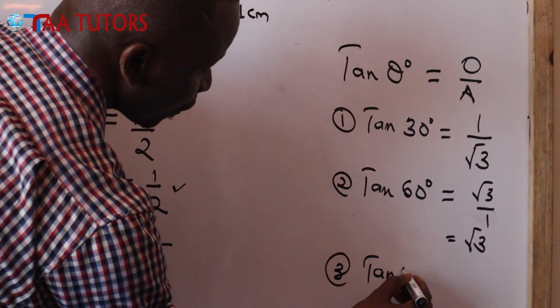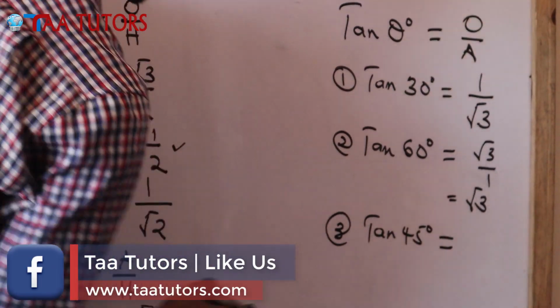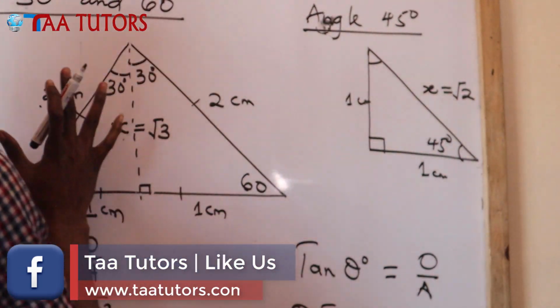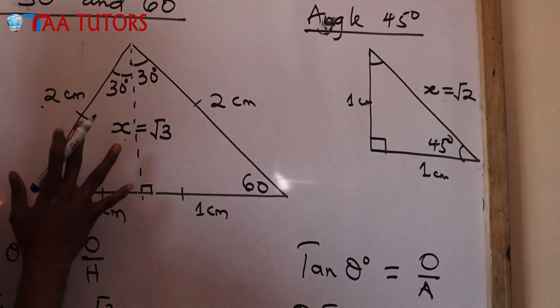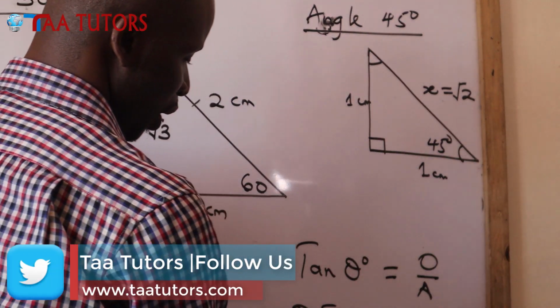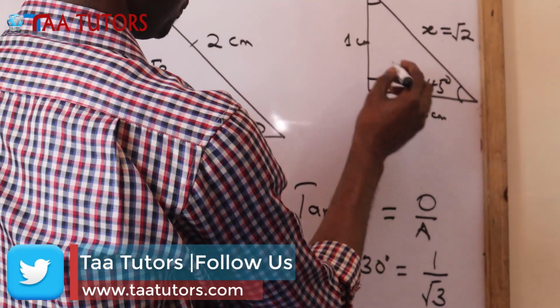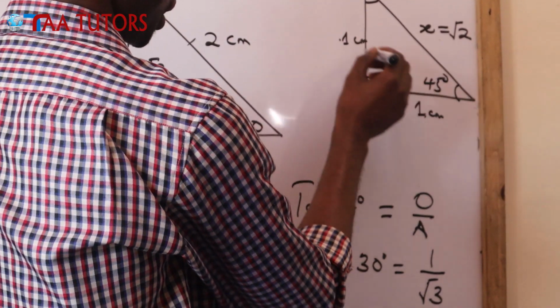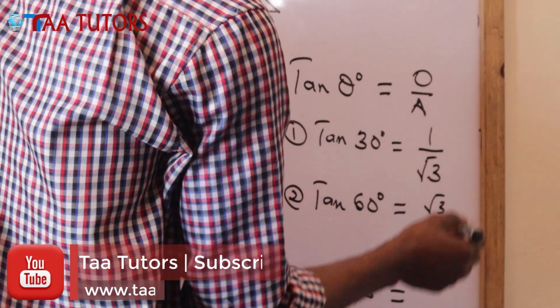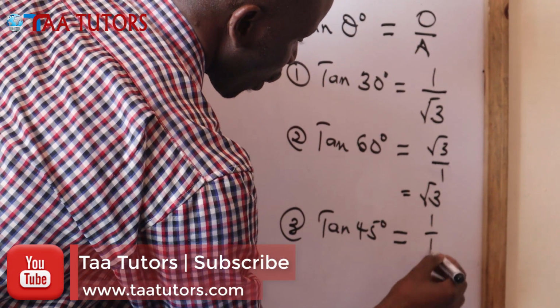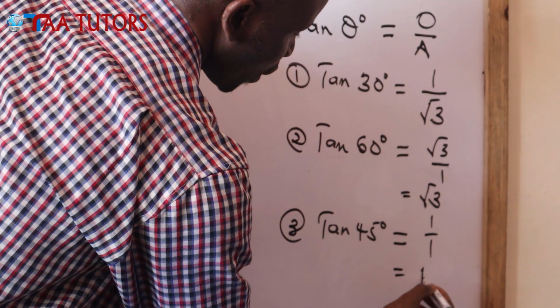Tan 45, which is our final one, we use the other triangle. For 45, we come here. For 60 and 30, we use this triangle here. So for tan 45, tan theta is opposite over adjacent. So it means that tan 45 is 1 over 1, which is simply 1.